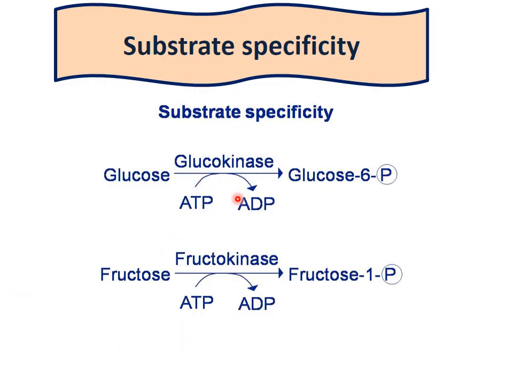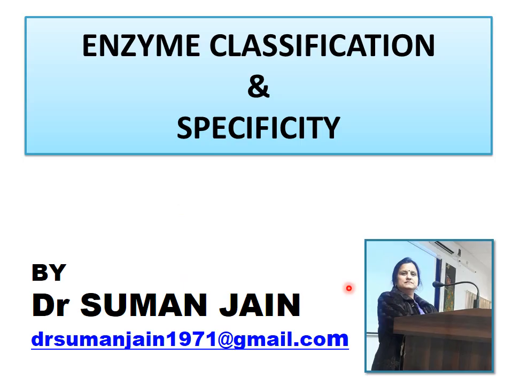You can see an example of absolute substrate specificity: glucokinase acts only on glucose and forms glucose 6-phosphate, whereas fructokinase is there for fructose to form fructose 1-phosphate. So thank you very much.